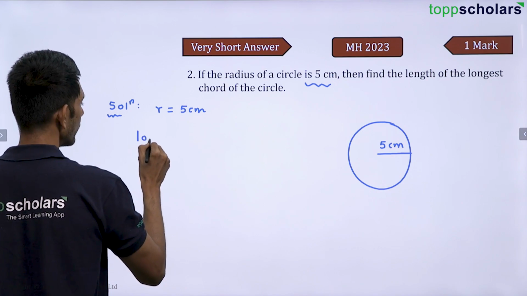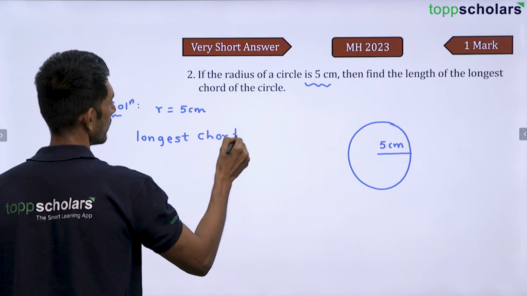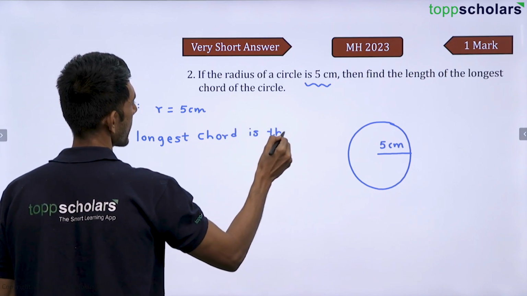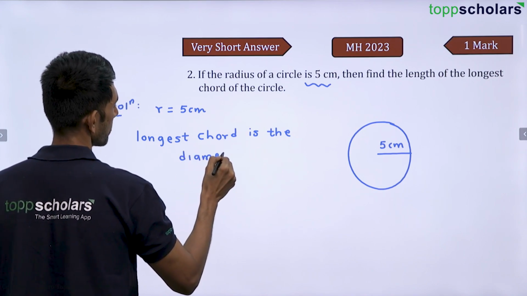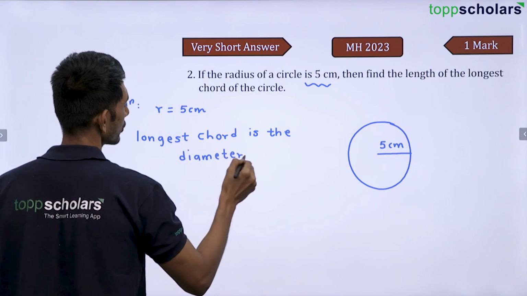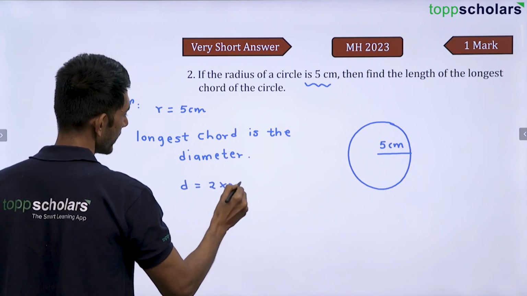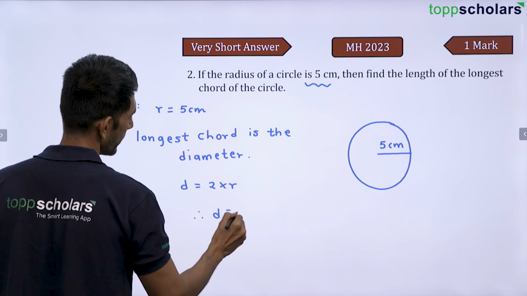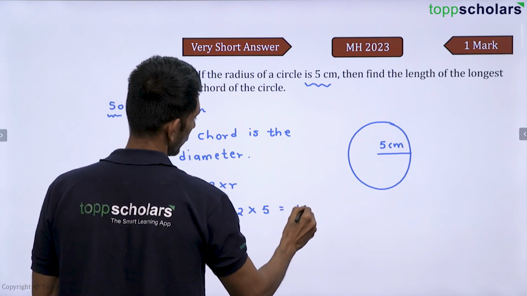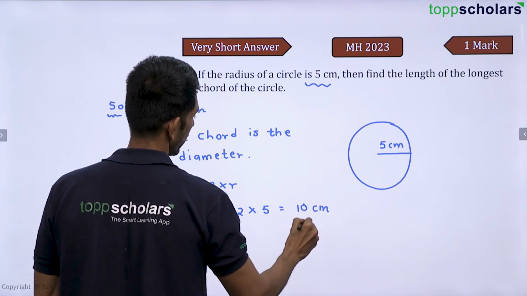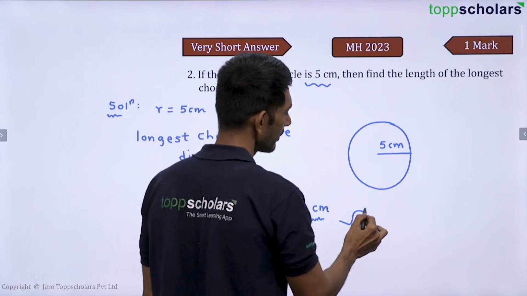We know that the longest chord is what? The longest chord is the diameter. We know that the longest chord is the diameter, and we know that diameter is 2 times radius. Therefore, diameter will be 2 into 5, that is equal to 10 centimeter. So 10 centimeter is the length of the longest chord.